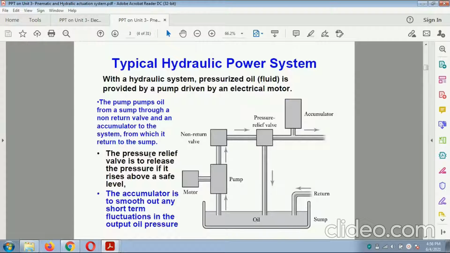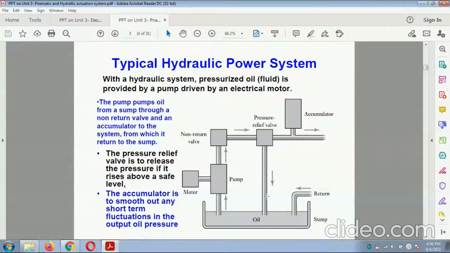So, a typical hydraulic power system. With the hydraulic system, the pressurized oil is provided by the pump driven by the electrical motor. The pump draws oil from the sump through the non-return valve and it is supplied to the system, from which it is returned to the sump. The pressure release valve is to release the pressure if it rises above the safe level. The accumulator is to smooth out any short-term fluctuation in the output of the oil.